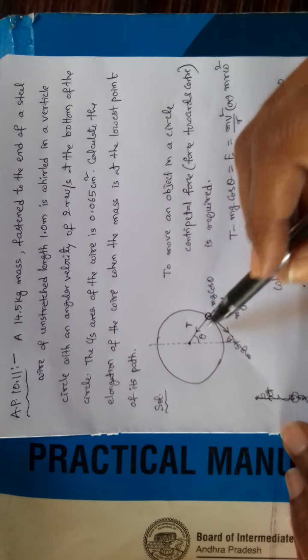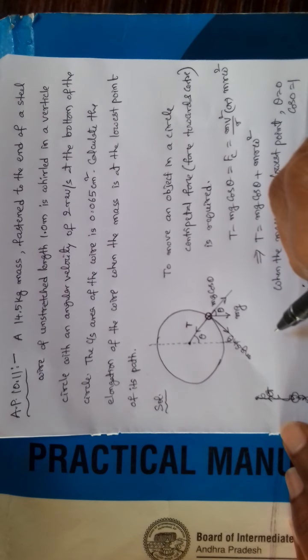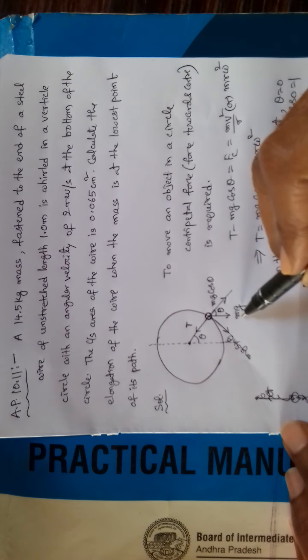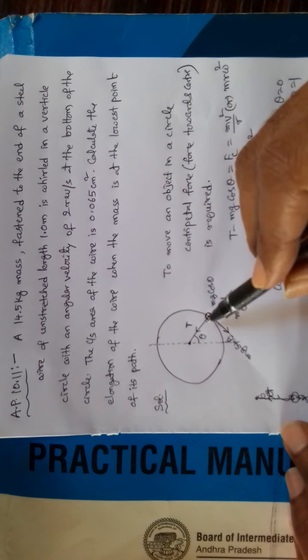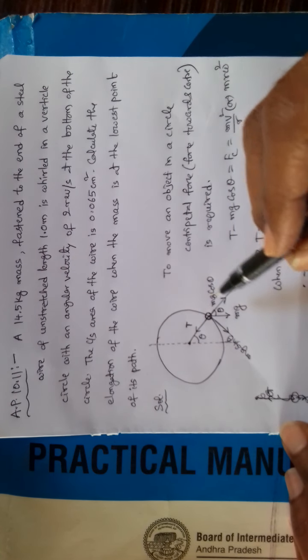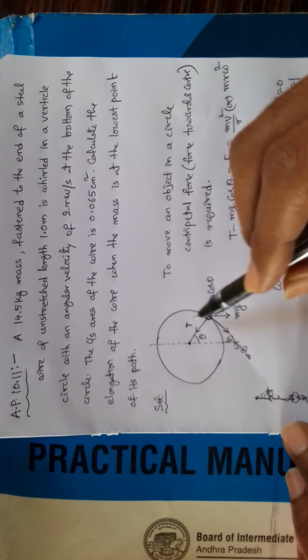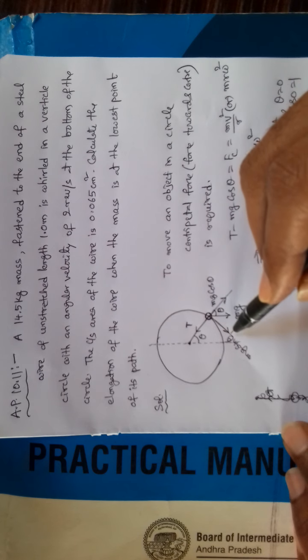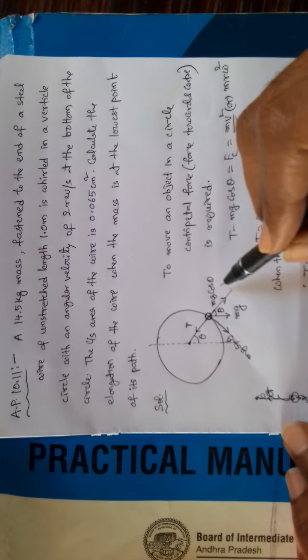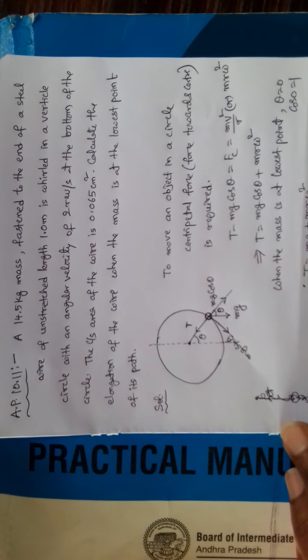See, when this is making an angle theta with the vertical line, the forces working on it are gravitational force mg and tension in the string towards the center of the circle. Here mg is resolved into two perpendicular components, one along the tension and another perpendicular to that. So this is mg cos theta and this is mg sin theta. Now, so that you can write an equation.